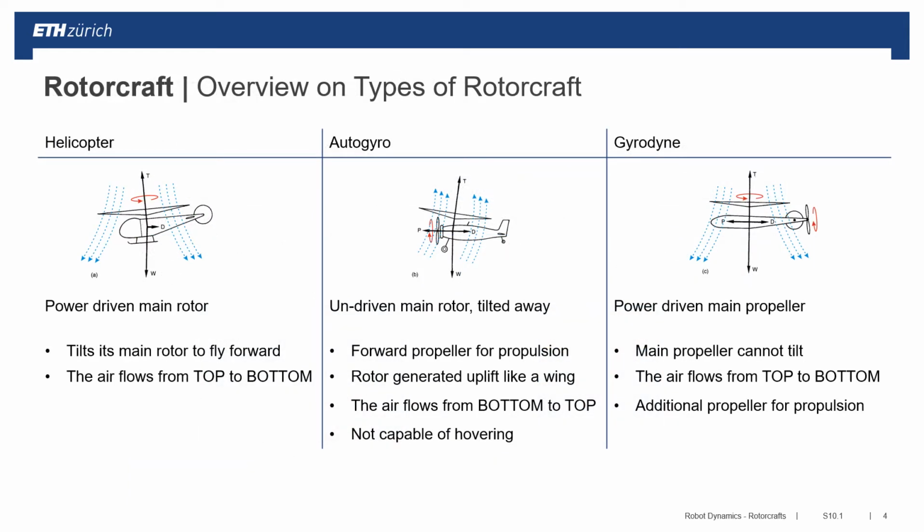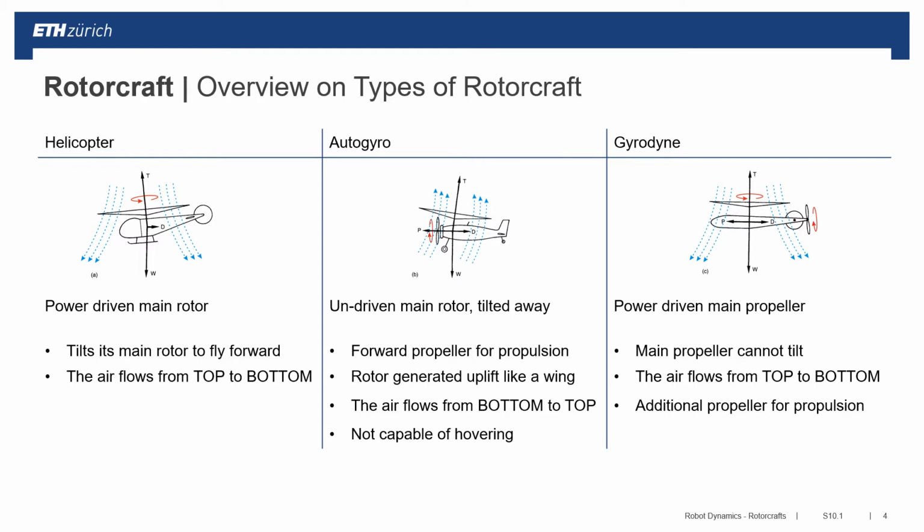Typically we distinguish three different types of rotorcraft. The first one is the helicopter, which is the most standard one and typically used in most applications. It has a main rotor which is tiltable, and by tilting and adapting the main rotor and its blade angle, you can generate uplift and also forward speed. In this concept, the flow of the air is actually going from top to bottom.